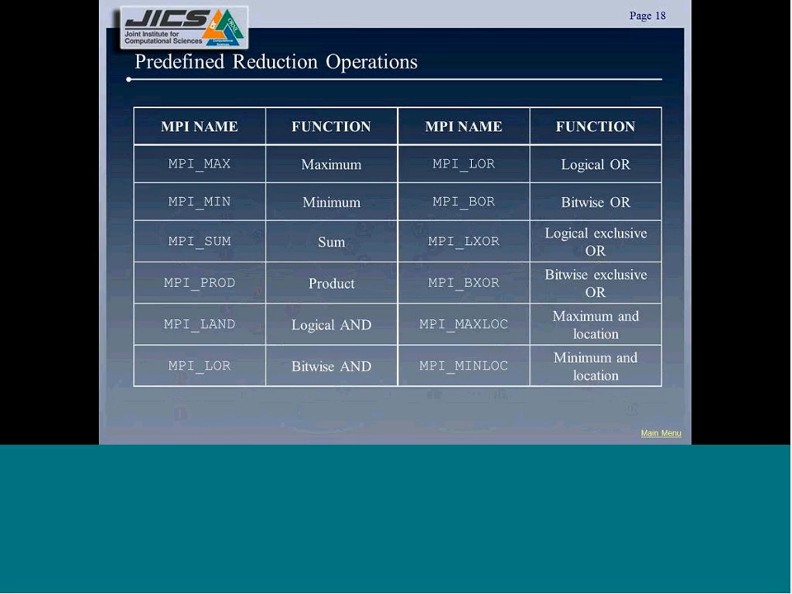A function that would find the maximum value of all values that reside on the processes within the communicator is MPI_MAX. MPI_MIN finds the minimum, MPI_SUM will sum the lot, etc. So there's a few of them that were predefined by the MPI standard. But you can also write your own function using MPI_Op_create.